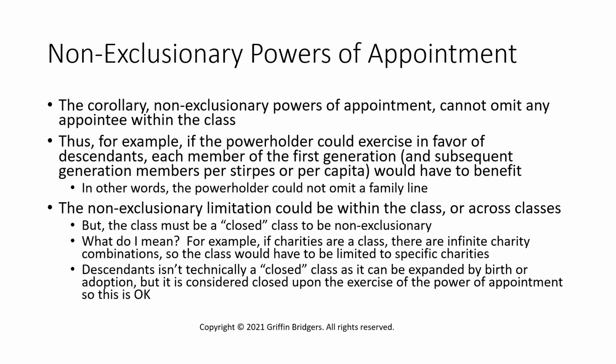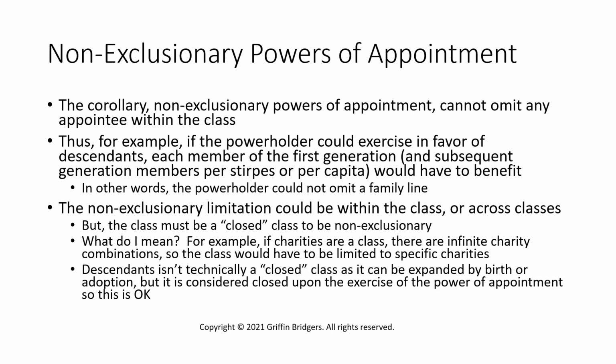So for example, if we had individuals and entities or charities, those are open classes, and it would be impossible to create a non-exclusionary power of appointment within that broad class because the choices could be infinite. But you could require across classes for at least some benefit to go to an open class.